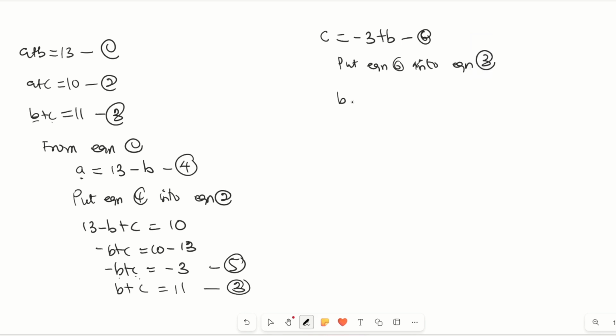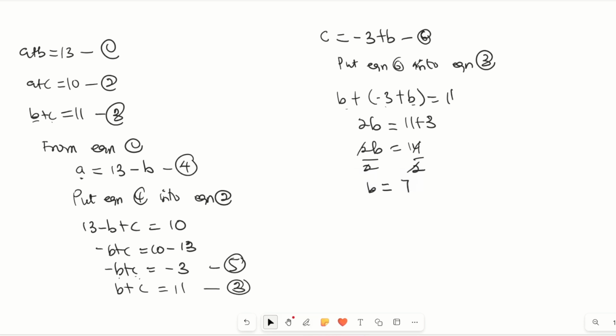So we can have B plus minus 3 plus B to be equal to 11. So B plus B should give us 2B, right? Then the minus 3 will move to the other side to be equal to 11 plus 3, right? So 2B is equal to 14. So we divide both sides by the coefficient of the B, which is 2. And it means that our B becomes equal to 7, right? So now we have B, we should be able to get A and C.